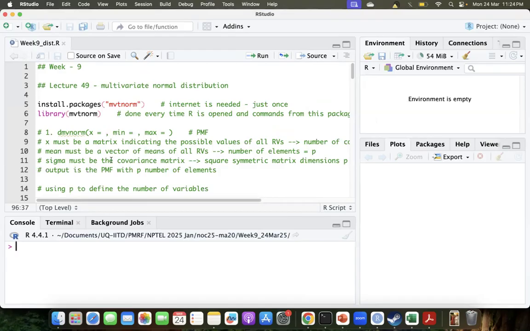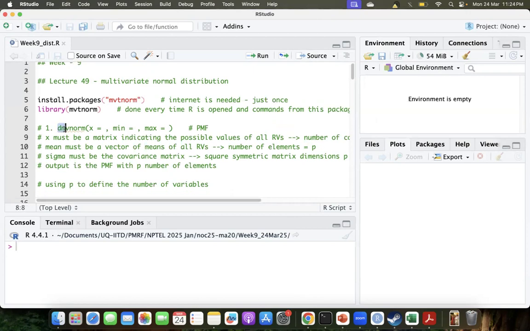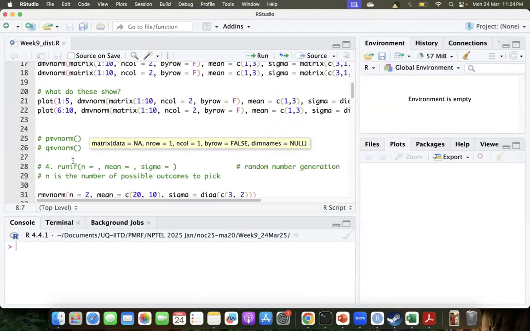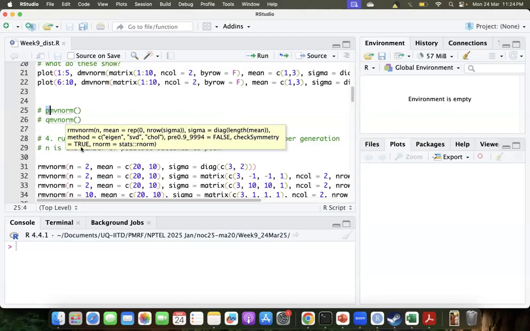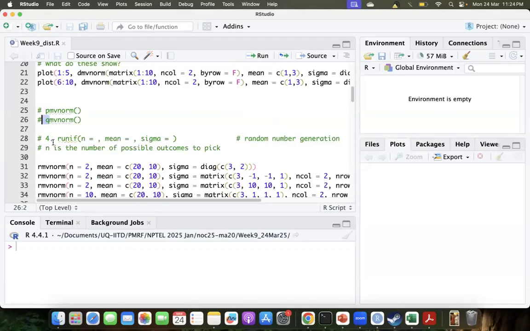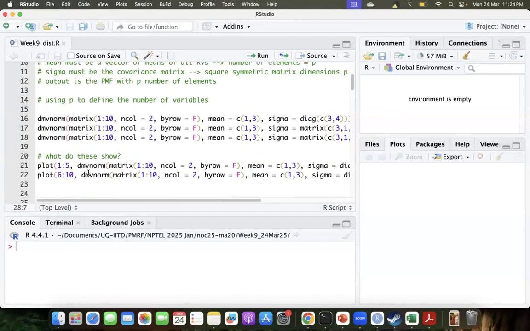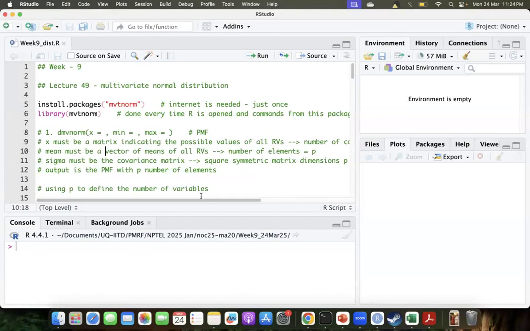All right. Remember how there were these 4 formulas that we have been talking about for the past 2 weeks? Something to do with the PMF or PDF, something to do with the CDF, something to do with the quantiles, and something to do with the random number generator, right? I have mostly copied all of these things from the previous script.